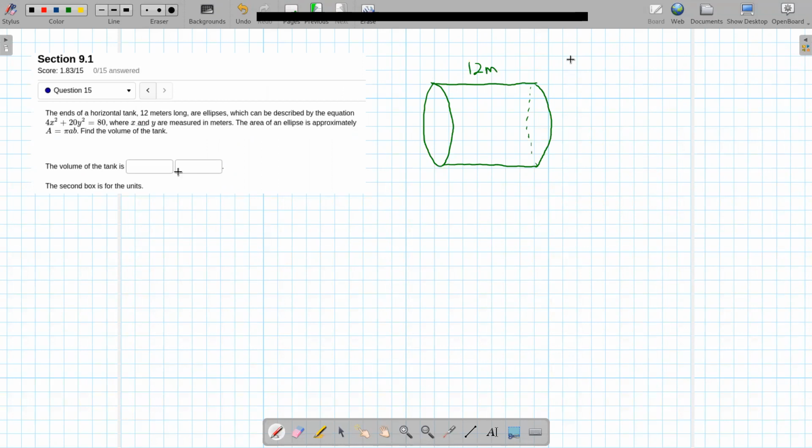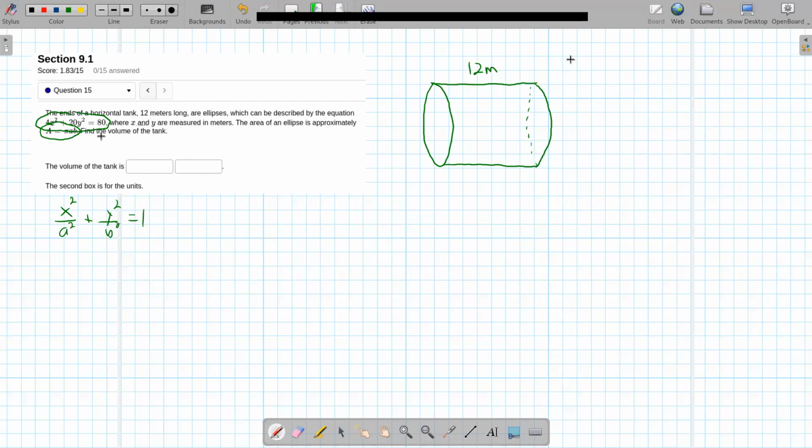So we just need to know the dimensions of the ellipse because they tell us the area of an ellipse is pi times AB. And that's considering the standard form of an ellipse centered at the origin, something like x squared over a squared plus y squared over b squared equals 1. So we need to make this ellipse equation look like that one.